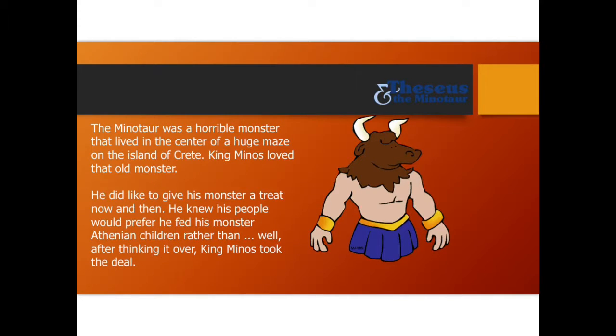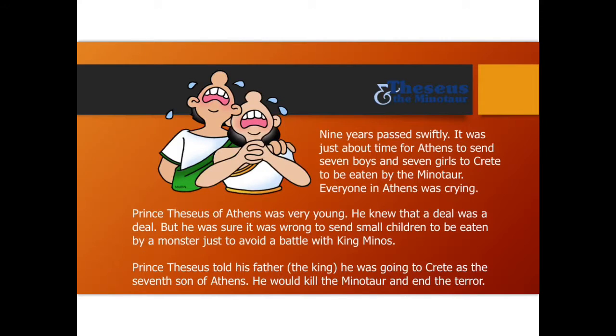The Minotaur was a horrible monster that lived in the center of a huge maze on the island of Crete. King Minos loved that old monster. He liked to give his monster a treat now and then. He knew his people would prefer he fed his monster Athenian children rather than, well, after thinking it over, King Minos took the deal. 9 years passed swiftly. It was just about time for Athens to send 7 boys and 7 girls to Crete to be eaten by the Minotaur.